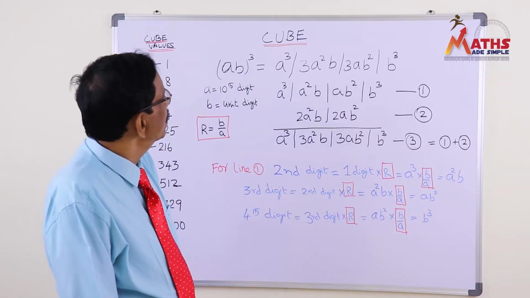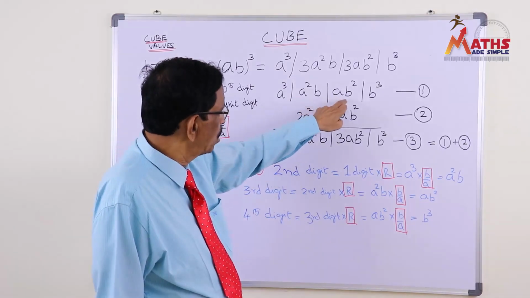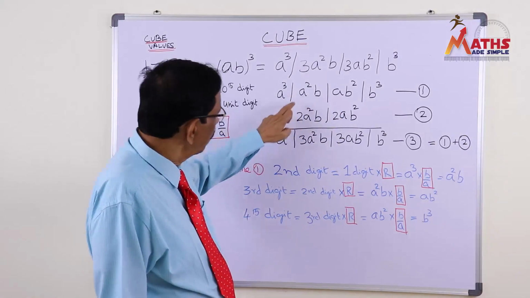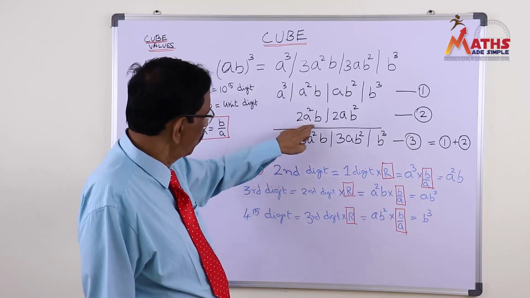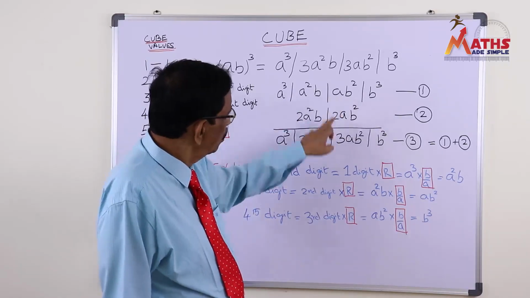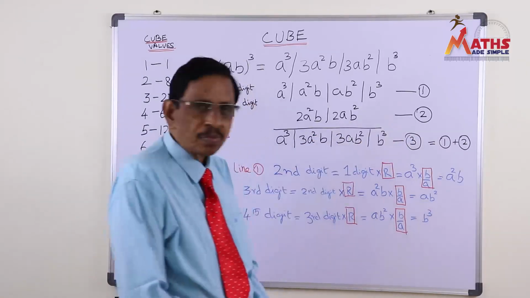Line number 2 is from the intermediate digits, A square B and AB square. Just double those values and put them below. So when I double this, 2A square B. When I double this, 2AB square. This is line number 2.